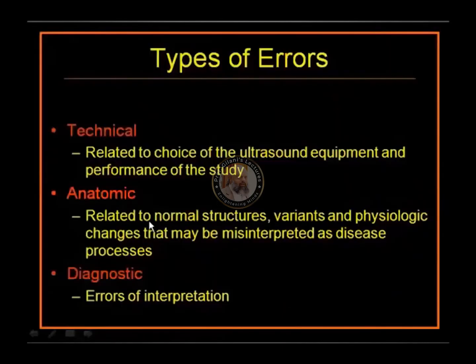There are different types of errors: technical, anatomic, and diagnostic. First is the technical, which is related to the choice of ultrasound equipment and performance of the study. Once you are scanning, you have to look at the body habitus of the patient, the thickness of the skin, whether the patient is slim or obese, which transducer you are using, and what frequency is being used. Then there are the anatomic, related to normal structures, variants, and physiological changes that may be misinterpreted as a disease process, and diagnostic, which are errors of interpretation.